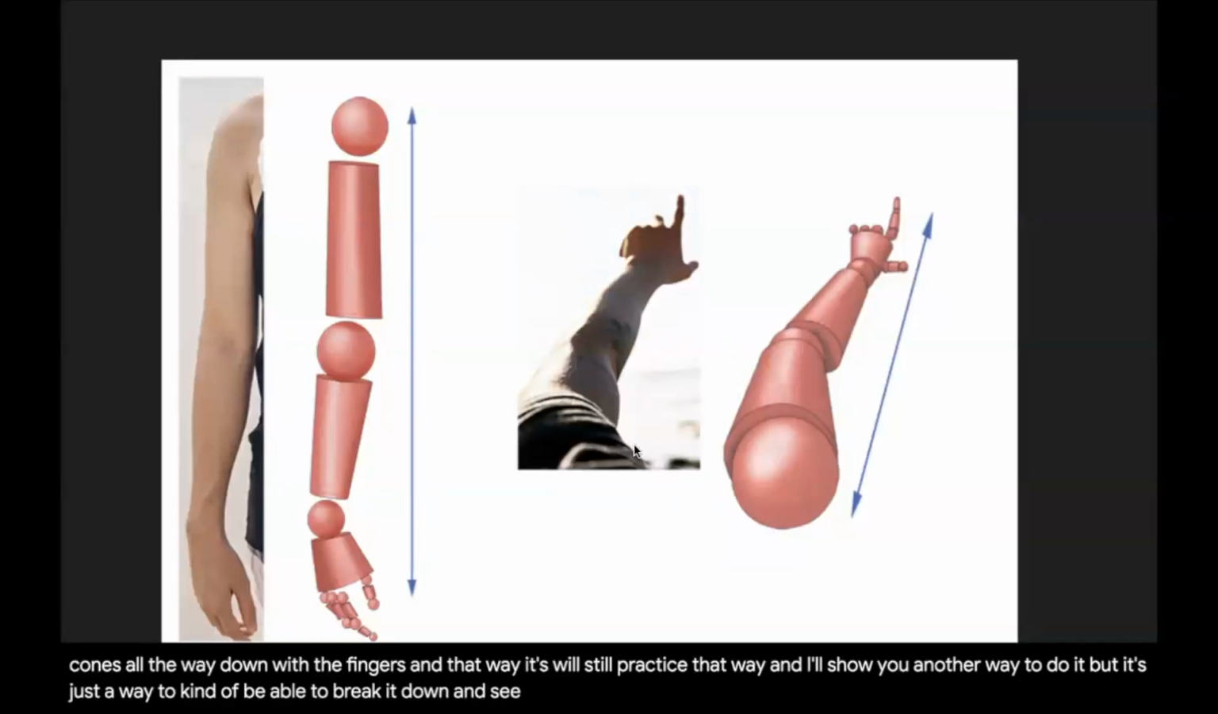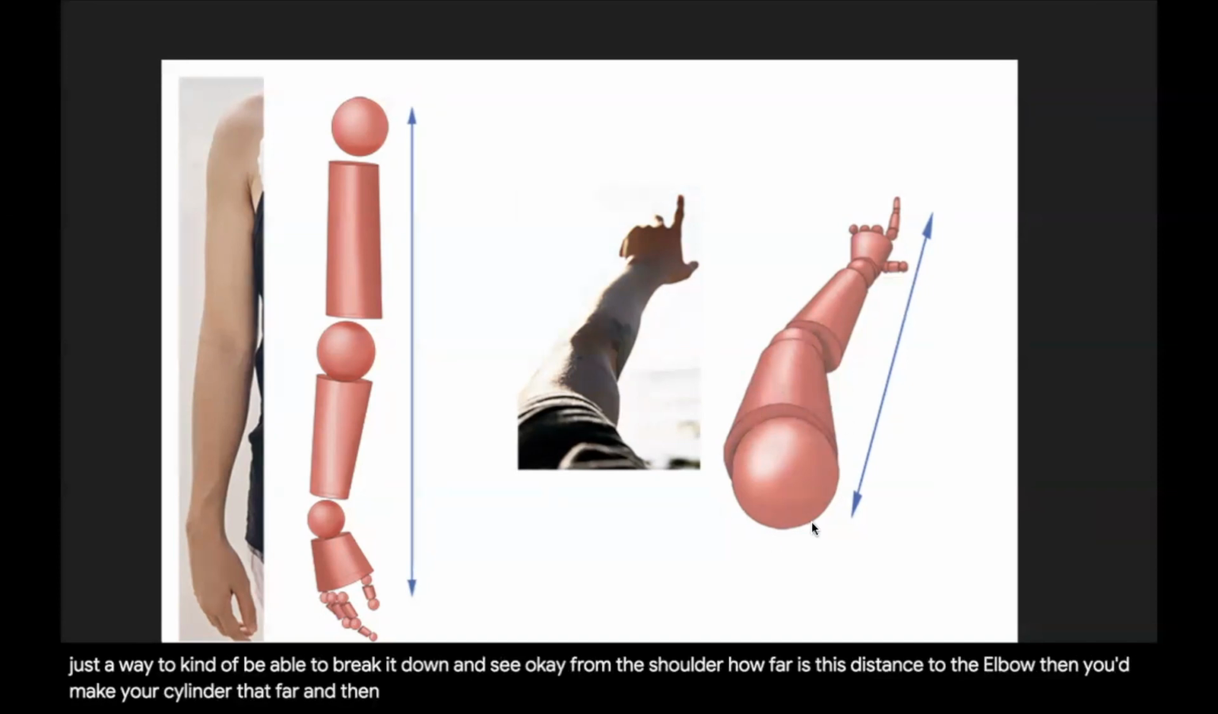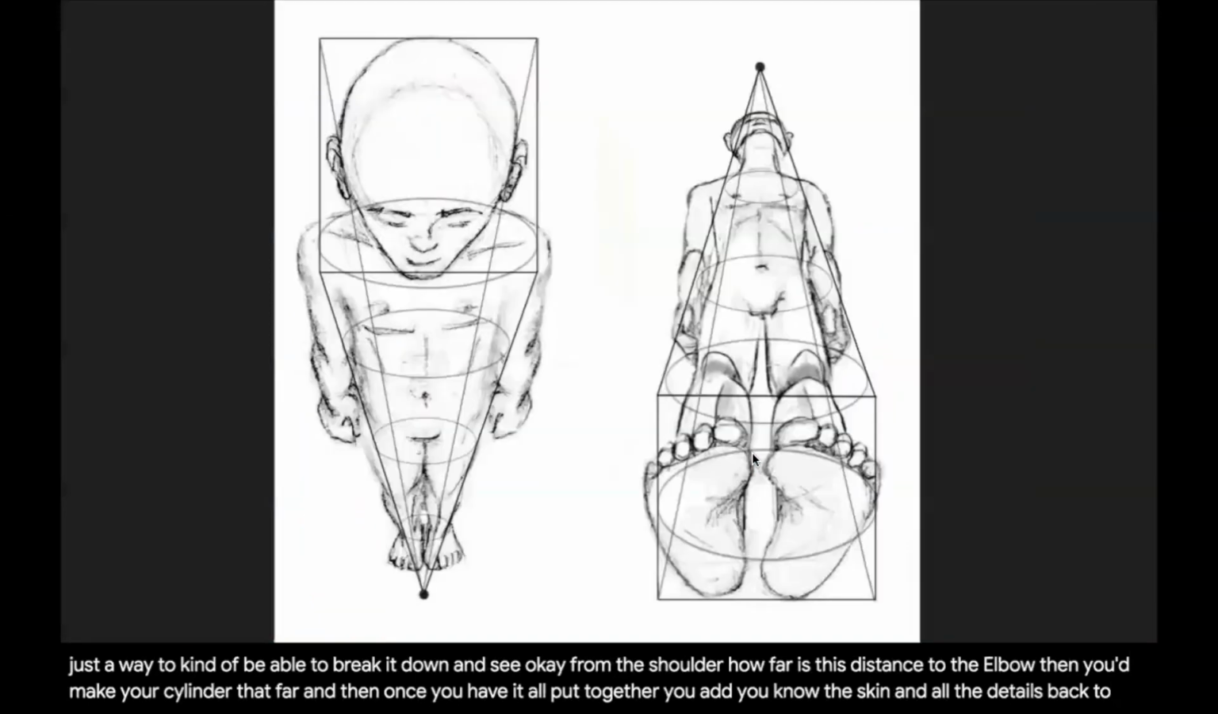So you'd say, okay, from the shoulder, how far is this distance to the elbow? Then you'd make your cylinder that far. And then once you have it all put together, you add the skin and all the details back to it.